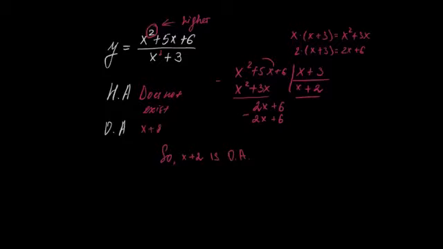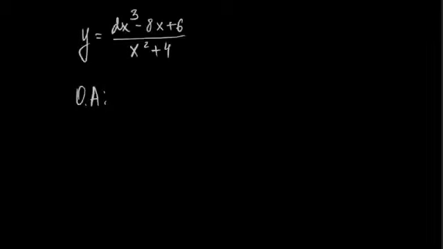Now, what about this one? 2x cubed minus 8x plus 6 divided by x squared plus 4. Notice that the degree of the numerator exceeds the denominator by 1. So therefore, there exists a slant asymptote. Let us divide. Don't forget about the 0x squared. You need to write that in order to divide it correctly.